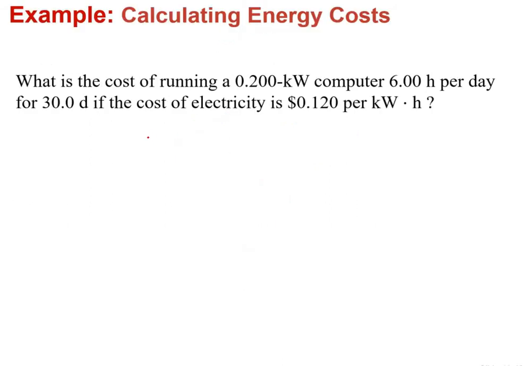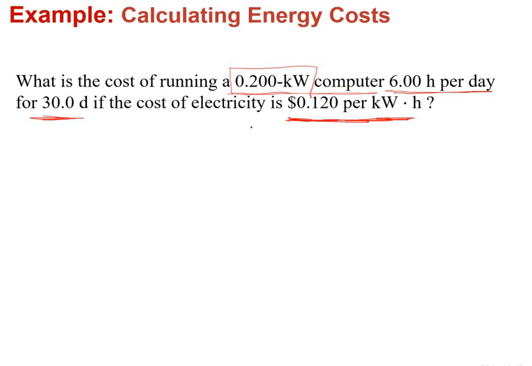Let's look at an example where this is done. You have to find the cost of running a 0.2 kilowatt computer. It's a computer that consumes 0.2 kilowatts of power, and you run the computer for 6 hours per day for 30 days. This is the cost of electricity. So what is the total cost of running a computer with this power consumption for 6 hours per day for 30 days, at the price given here?